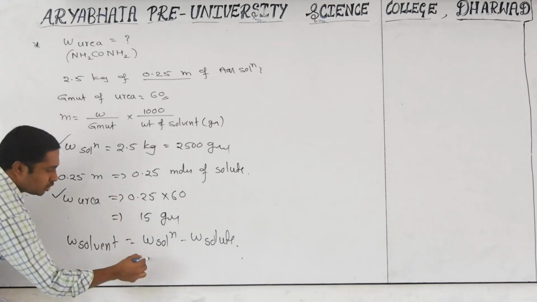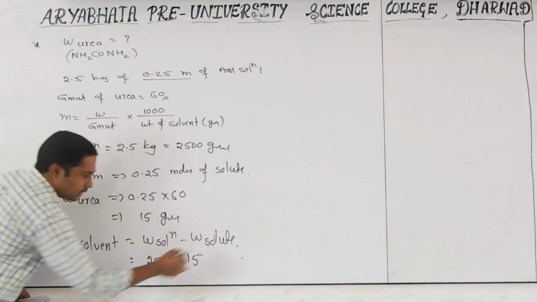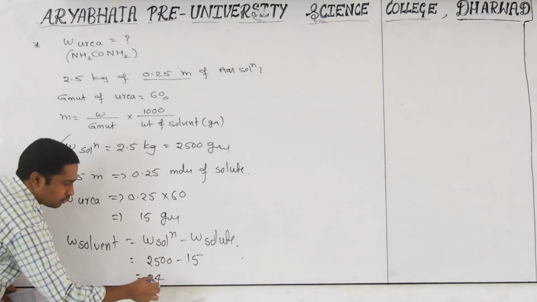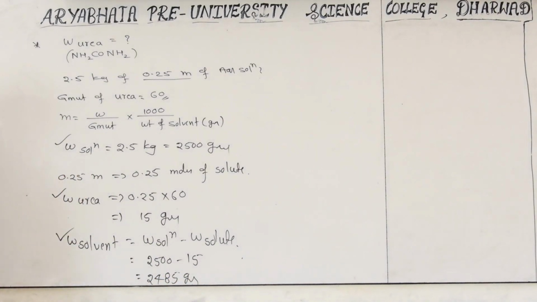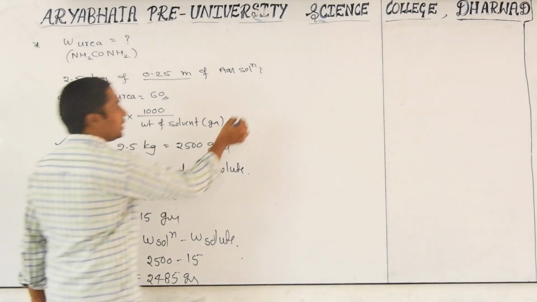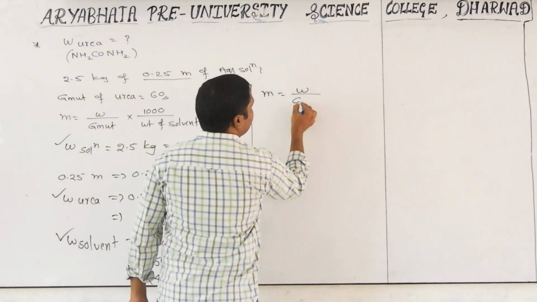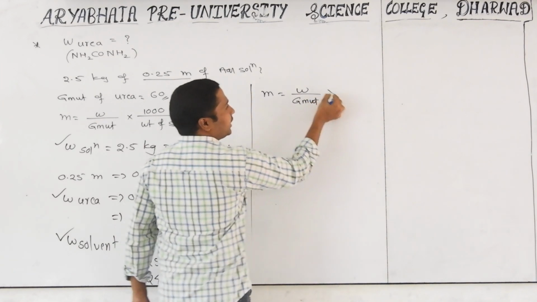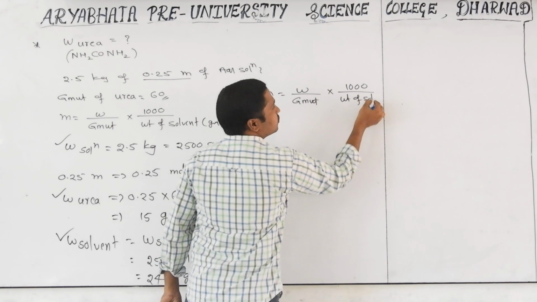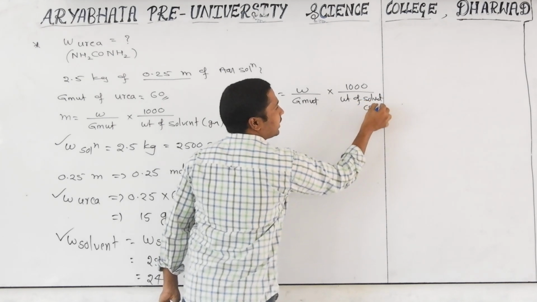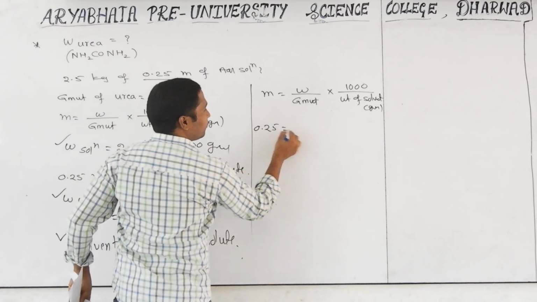Solution weight is how much? 2500 grams minus how much? 15. Then remove it, you are getting 2485 grams. What is this one? Weight of the solvent. Yes, you substitute in the formula, you are getting molarity is equal to weight by gram molecular weight into 1000 by what's coming? Weight of solvent should be in grams. Molarity how much? 0.25.